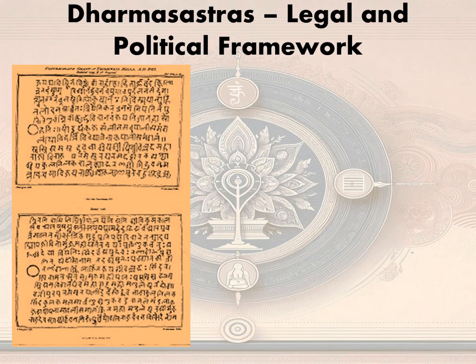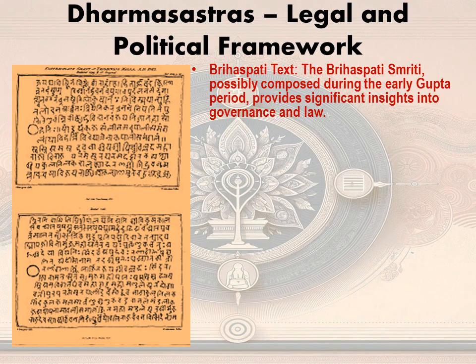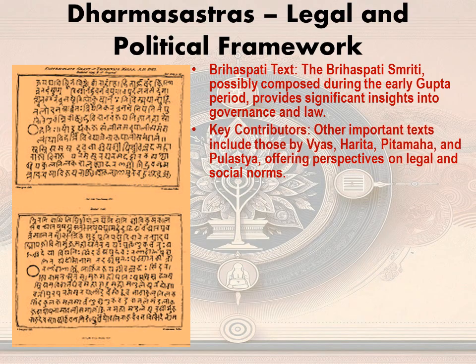Now, Dharmasastras, legal and political framework. How were the Dharmasastras important in understanding the legal and political structure of the Guptas? The Brihaspati Smriti, possibly composed during the early Gupta period, provides significant insights into governance and law. So, Brihaspati Smriti is a Dharma Shastra that was composed during the early Gupta period, and it gives us a great deal of information about governance and law.